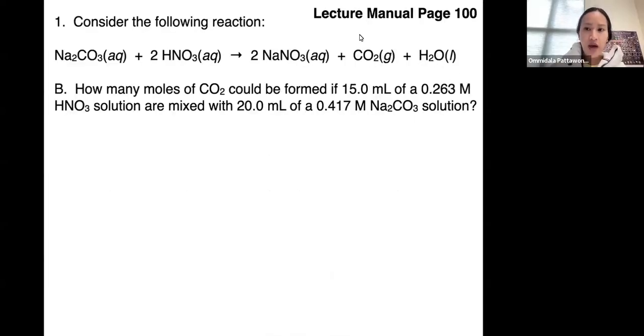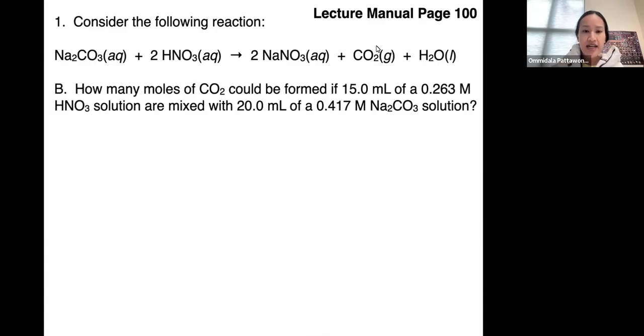Let's take a look at what is given to us. It tells us that we have 15 milliliters of 0.263 molar nitric acid. So that means we are given the information of nitric acid. This nitric acid will be mixed with 20 milliliters of 0.417 molar sodium carbonate. So the problem asks us that if these two mix, how many moles of carbon dioxide, which is this one right here, could be formed.